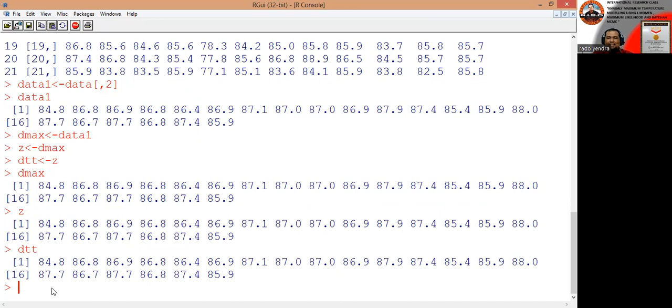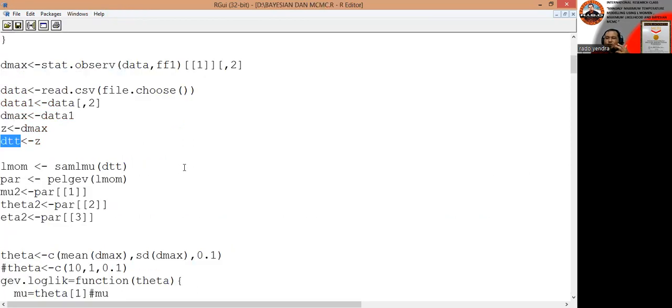We try to make different names for 3 cases of our methods. Like I said before, Dmax we use for the maximum likelihood. Z we try to use for the Bayesian Markov chain Monte Carlo. And DTT we use for the L-moment. After we have the data, the next, we are trying to solve our problem to estimate the parameter.